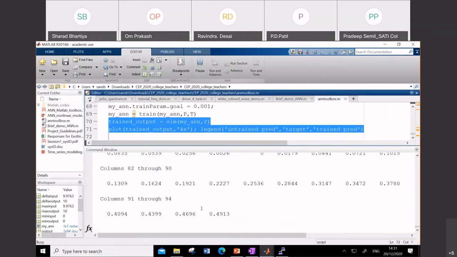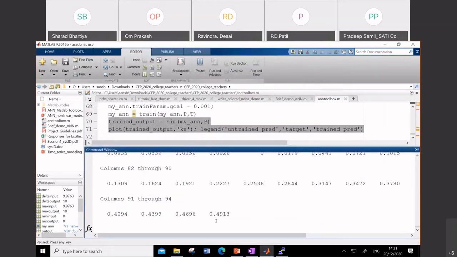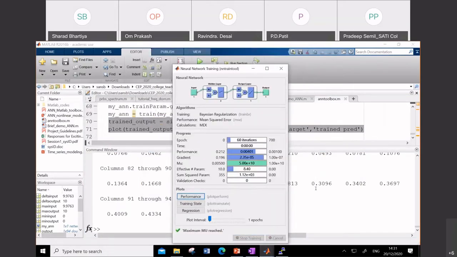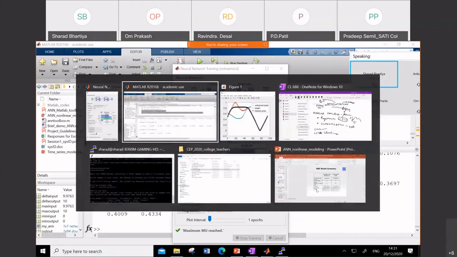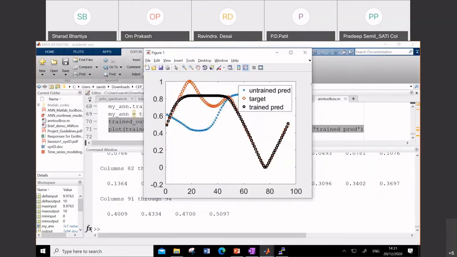So it is a clear all, and then you can see the initial weights and biases lead to this. And if I hit enter, it shows very similar to the first one. It didn't do very well.